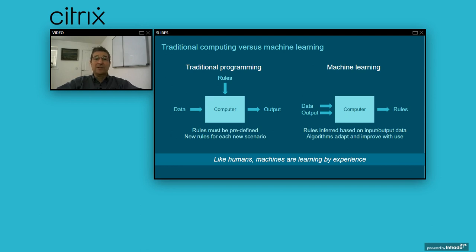Machine learning, however, takes a different approach. It infers rules based on the correlation between the input and the output data. The programmer does not need to add new rules every time there's new data because the algorithms adapt, and in theory at least, improve over time. Like I said, it's almost like the computer is using intuition.